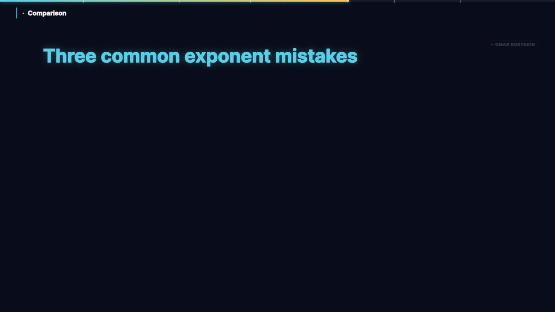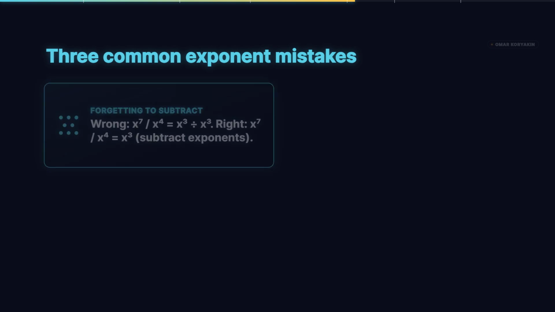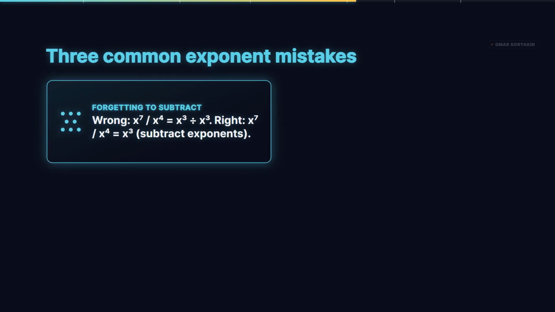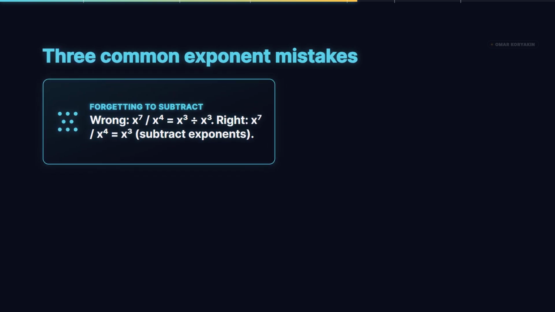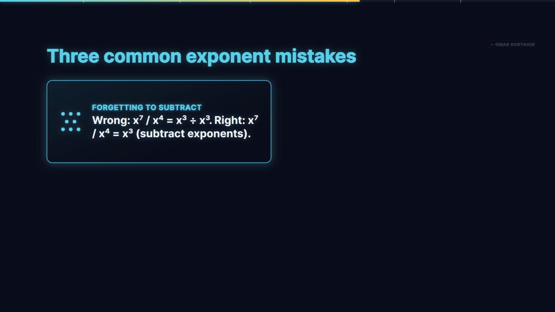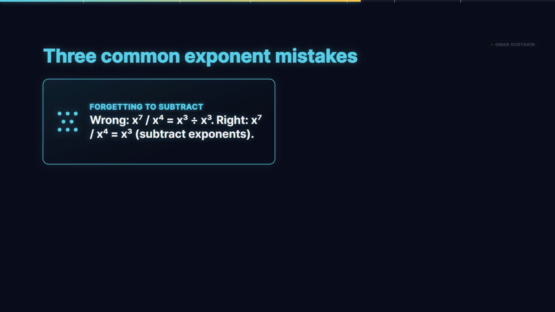3 common mistakes students make when applying the new exponent rules. Each one comes from confusing one rule with a different operation that looks visually similar. First mistake: a student forgets to subtract and instead divides the exponents. They write x to the 7th divided by x to the 4th equals x cubed divided by x cubed.